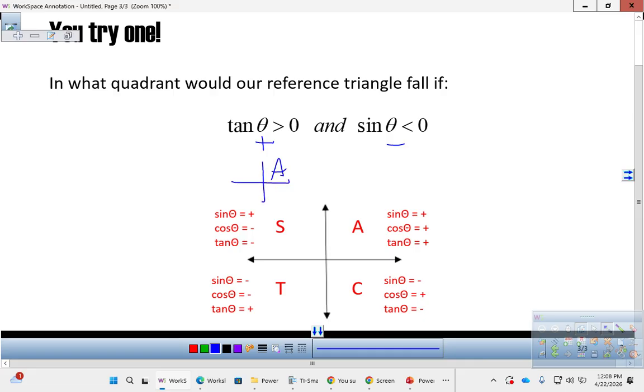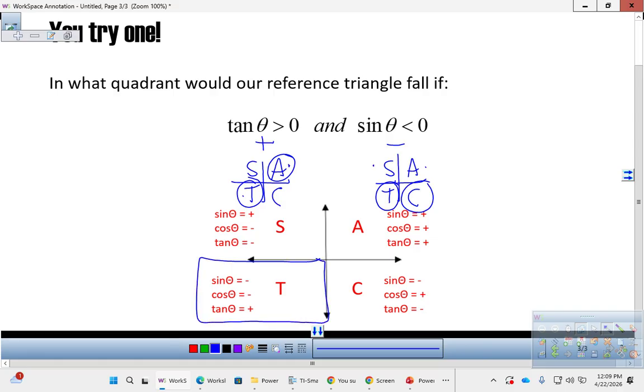All Students Take Calc tells me where my trig functions are positive, and tangent is positive, so it's going to be quadrant 1 or 3. All Students Take Calc also tells me sine is positive in 1 and 2, so in turn it would be negative in 3 and 4. So what do these two things have in common? Quadrant 3. Tangent is positive in quadrant 3, and sine is negative in quadrant 3. So the answer for this one would be quadrant 3.